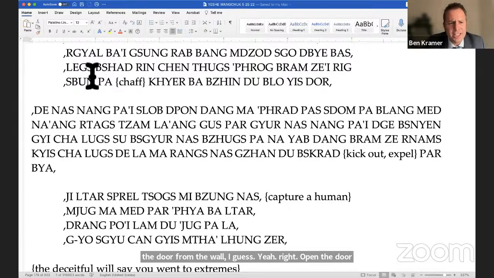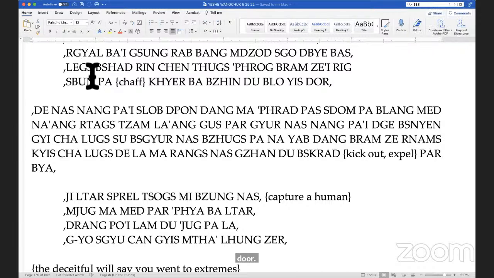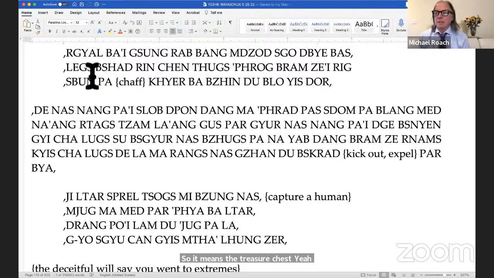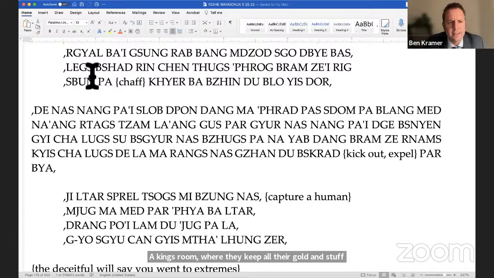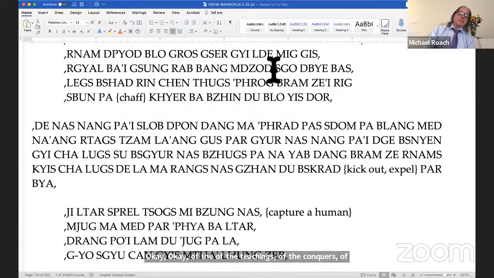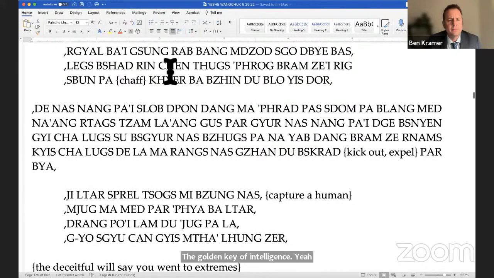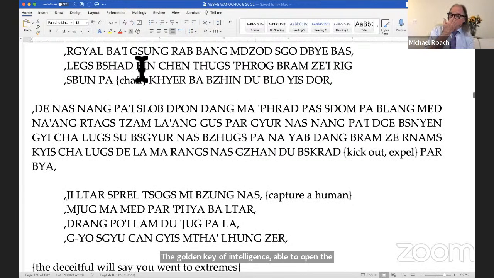Bangzo means the treasure chest. Bangta means treasure house, right? Yeah, a king's room where they keep all their gold and stuff. Okay. Storehouse for gold and something. Of the teachings of the conquerors, of the victors. If you have the golden key of intelligence, you're able to open the treasure chest of the teachings of the Buddha.